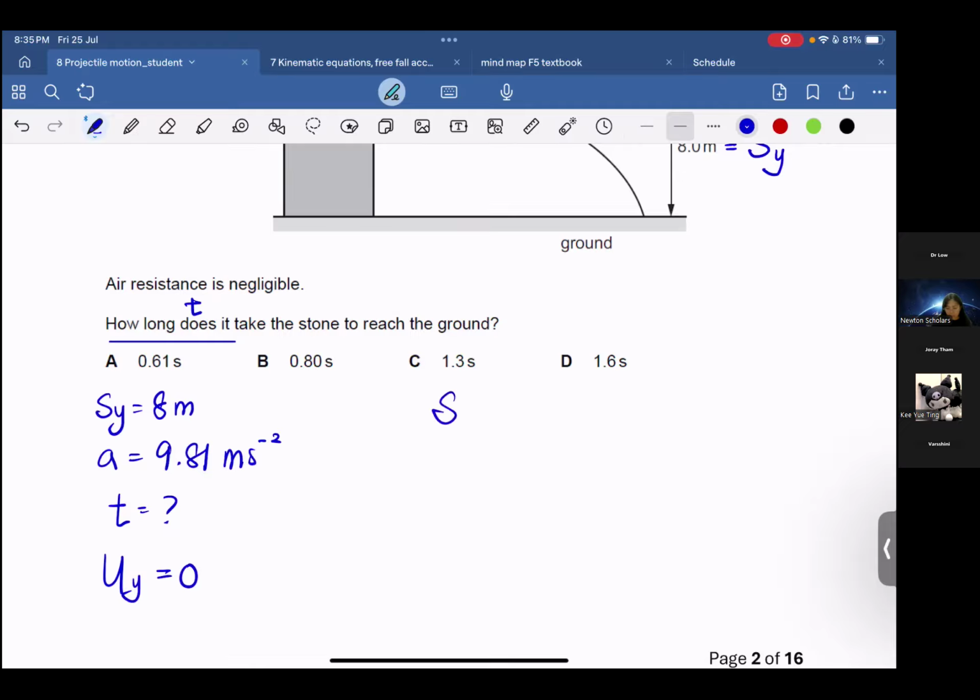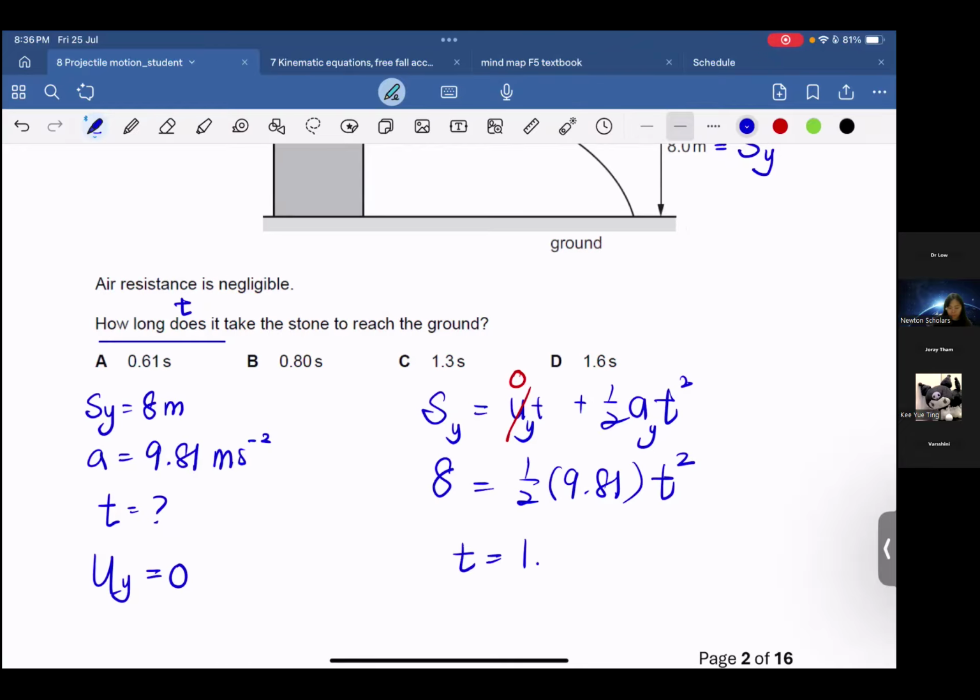So here we're using s equals ut plus 1 over 2 at squared. Remember, I'm talking about the y-axis. So it will be 8, then this one will be 0, so equals 1 over 2 times 9.81. Because it's falling down, it's moving downward, so it's 9.81. If moving upward, then it will be negative. So t squared. At the end, your answer t should be 1.2x second, which is 1.3 second. Answer is C.